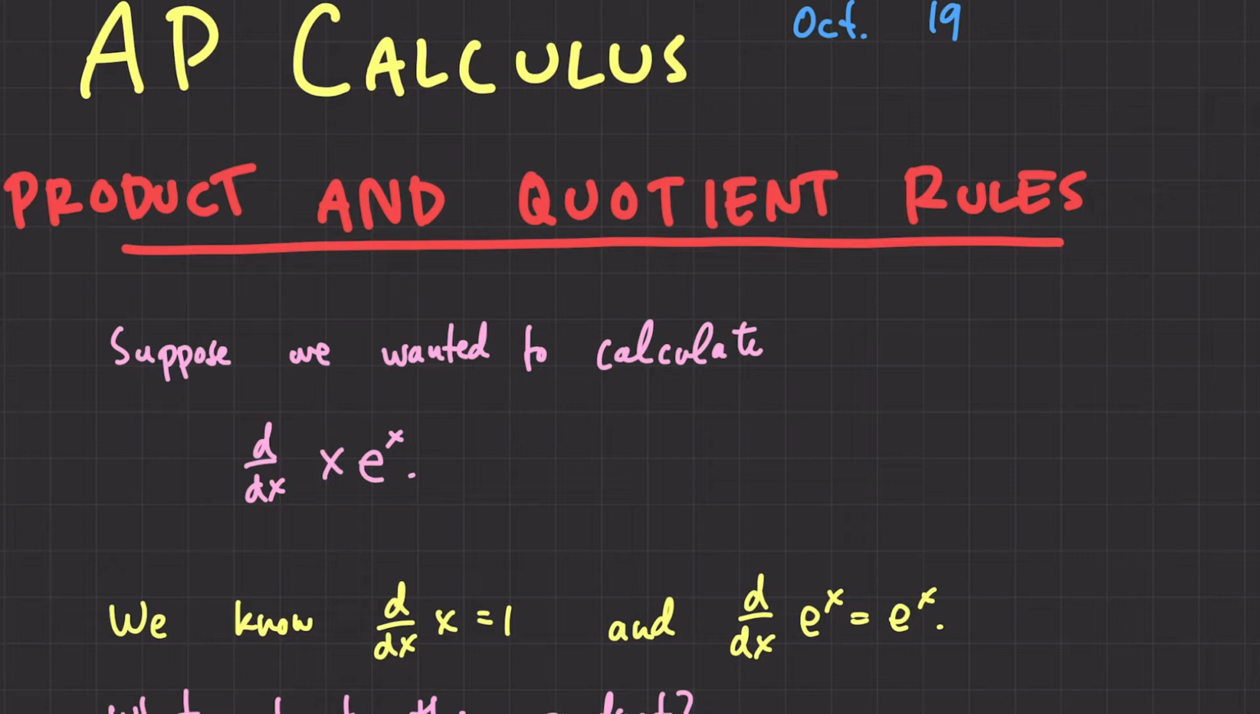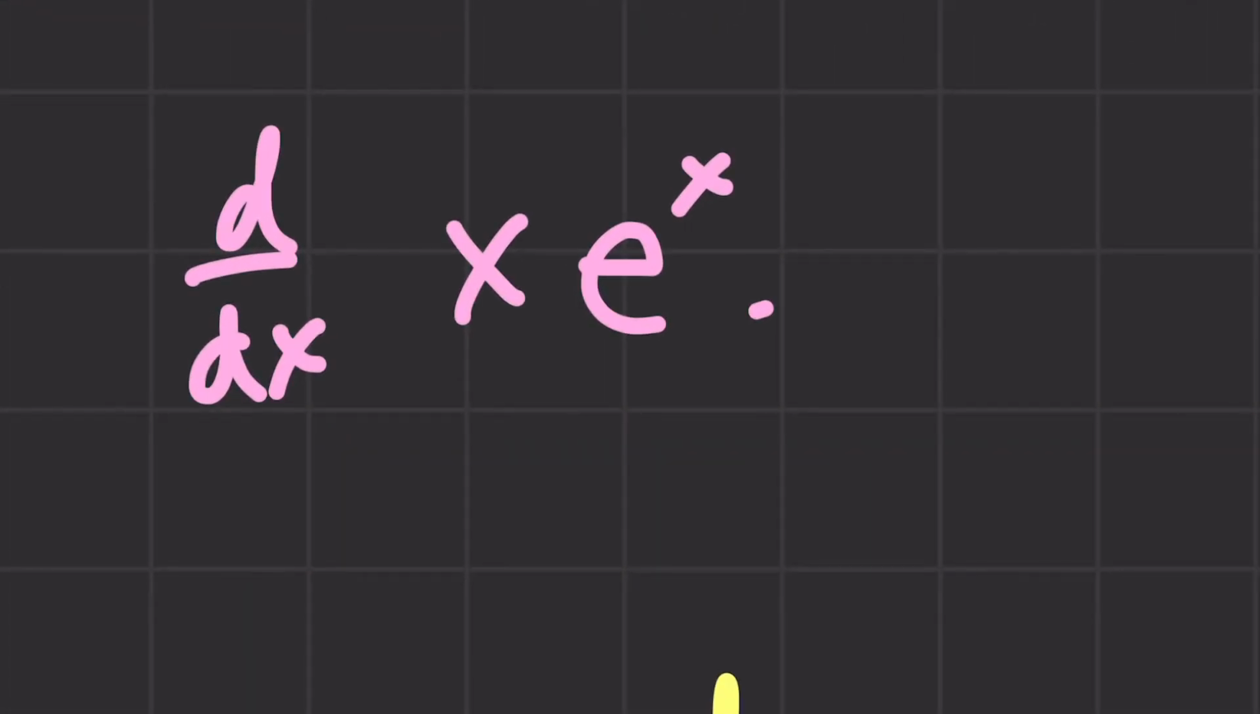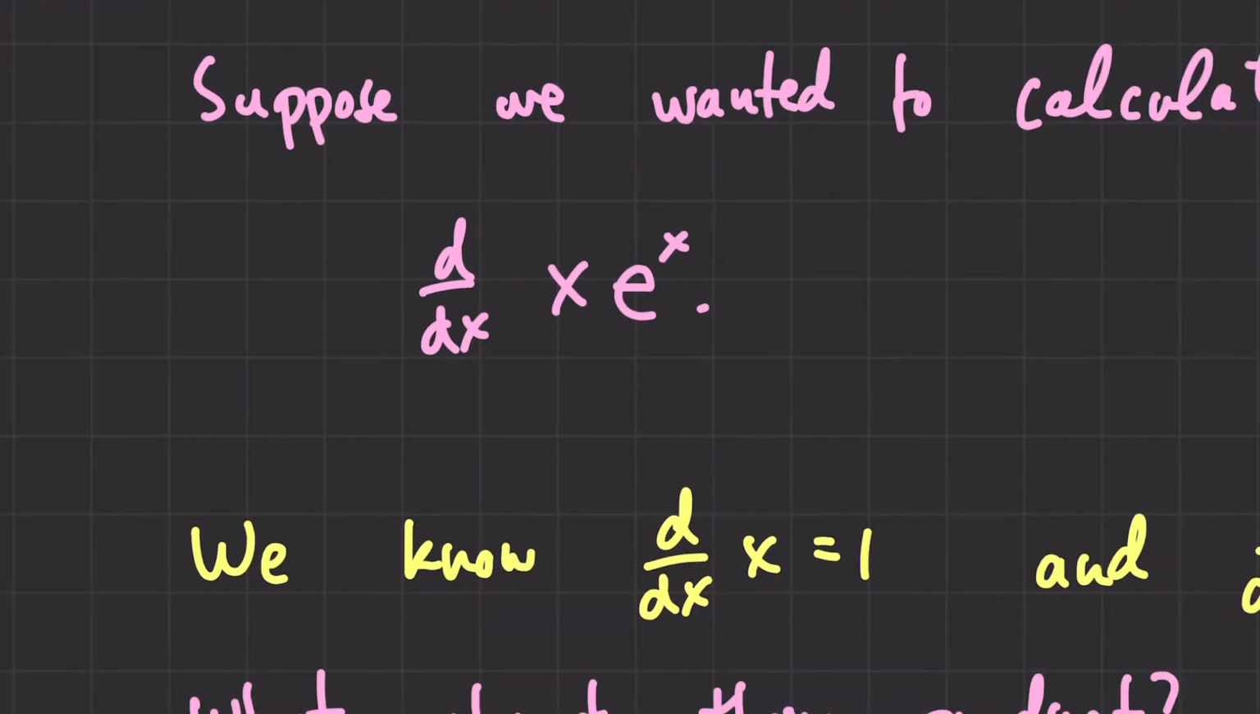Well, let's say we wanted to calculate this derivative, the derivative of x times e to the power of x, okay? So that would be the product of two functions whose derivative we know about already. We know the derivative of x, and we know the derivative of e to the power of x. But do we know the derivative of x times e to the power of x? That's the question that we've been asked.